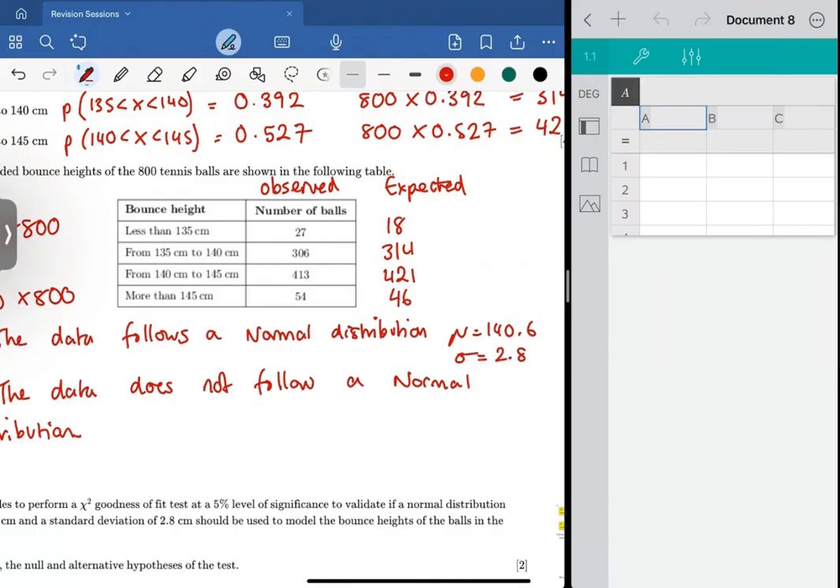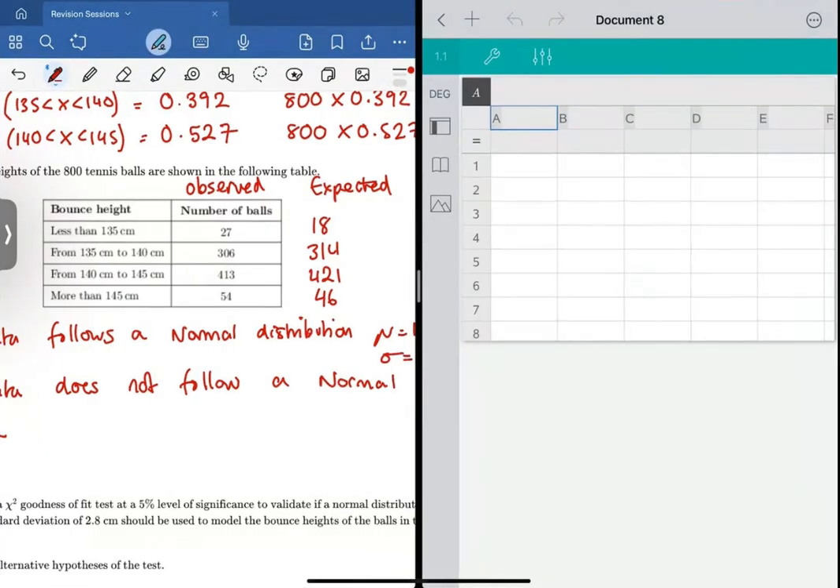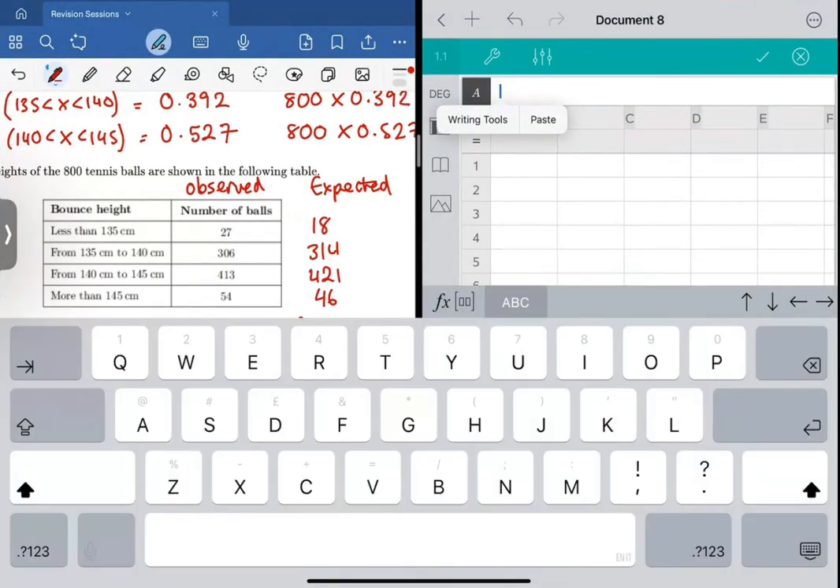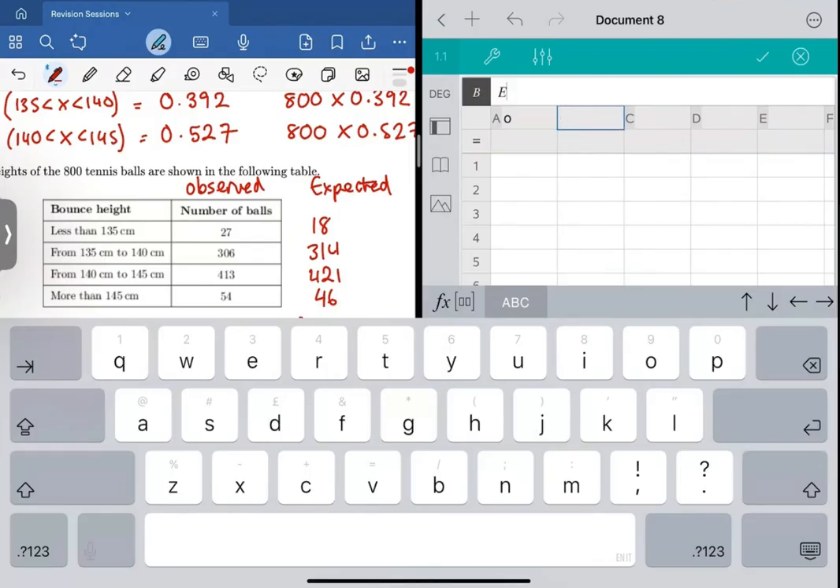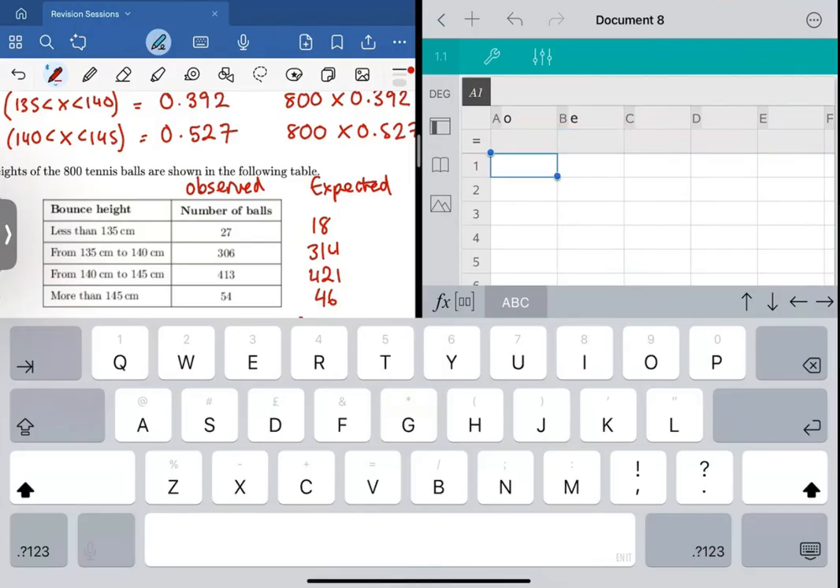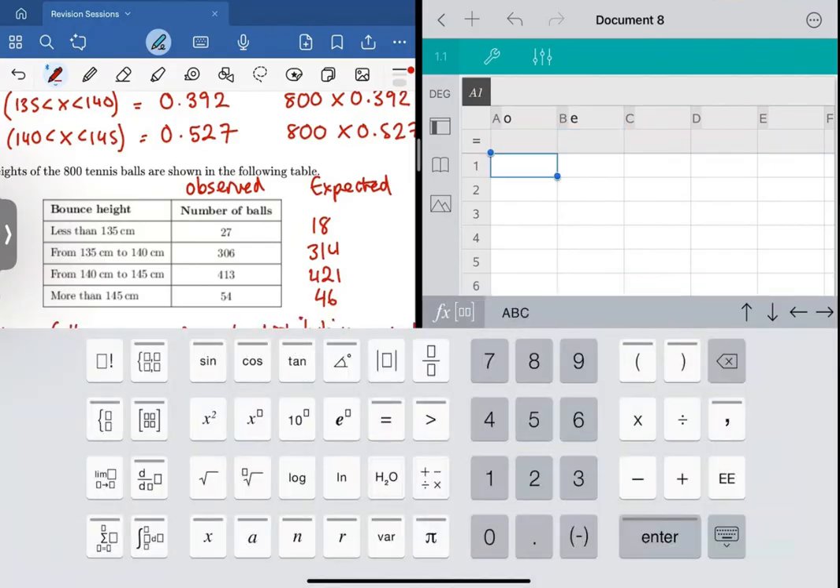And I'm going to go with the same labels I had before of observed and expected. So O and expected. And what I need is my observed values. So these are the ones that we've got here, 27, 306, 413, 54. And expected 18, 314, 421, and 46. Okay, we're ready to do our tests.